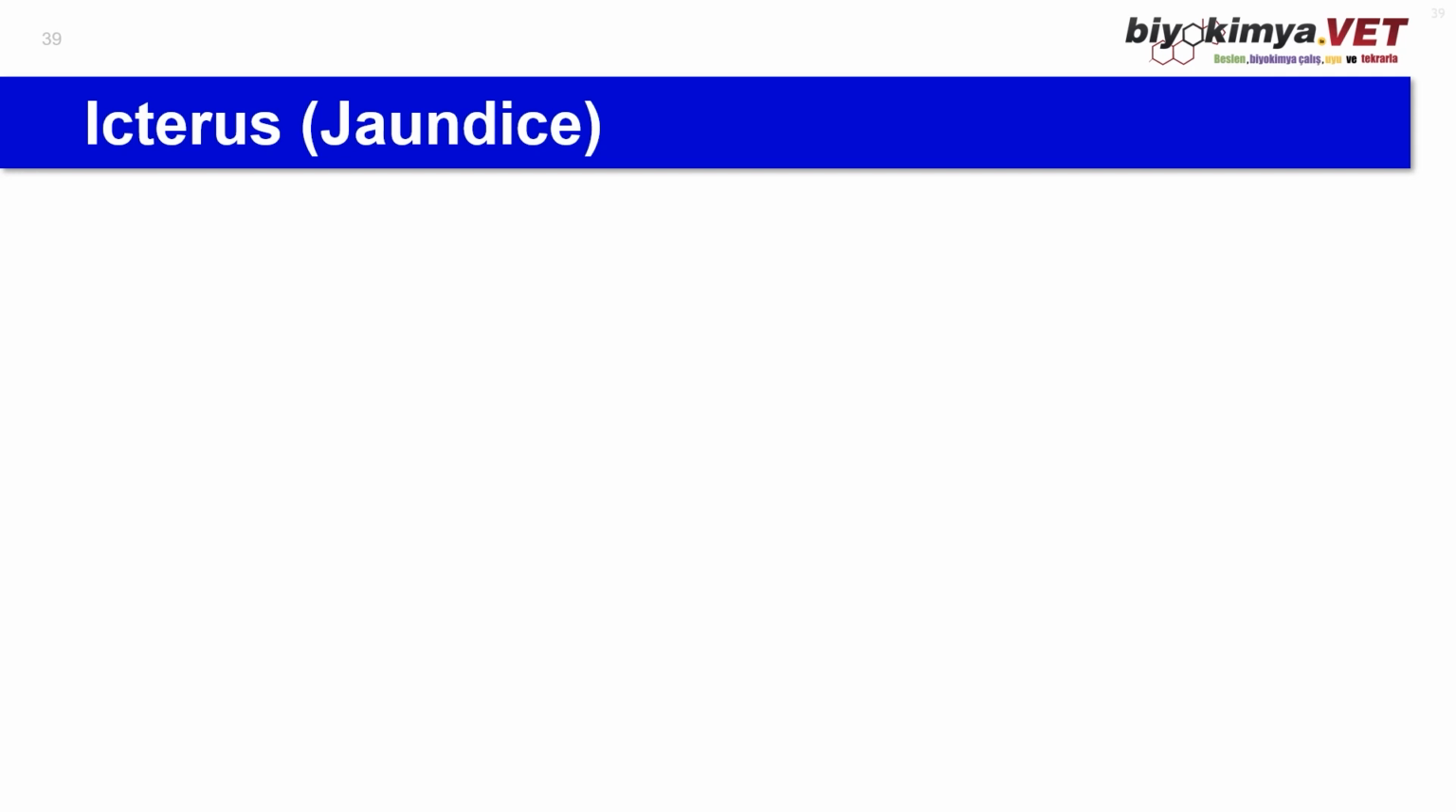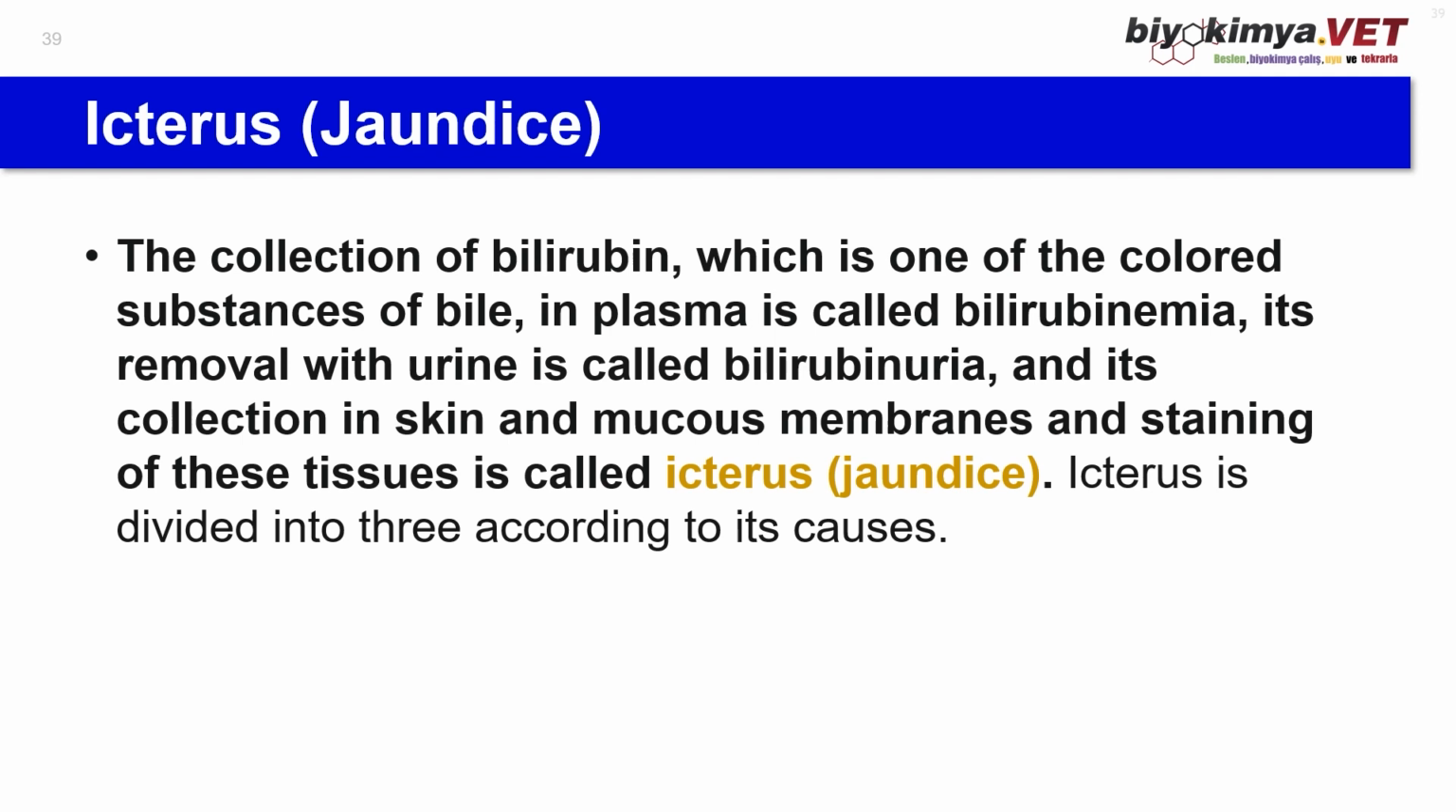Icterus, jaundice. It's a state of hyperbilirubinemia. Accumulation of bilirubin, which is one of the color substances of bile, in plasma is called bilirubinemia. So bilirubinemia is a state of the presence of bilirubin in blood. And if it is removed from the kidney within the urine, we call it bilirubinuria, and it's not a normal situation. And if the bilirubin is accumulated in the skin and the mucous membranes and stains them to a yellow appearance, it's called icterus or jaundice.